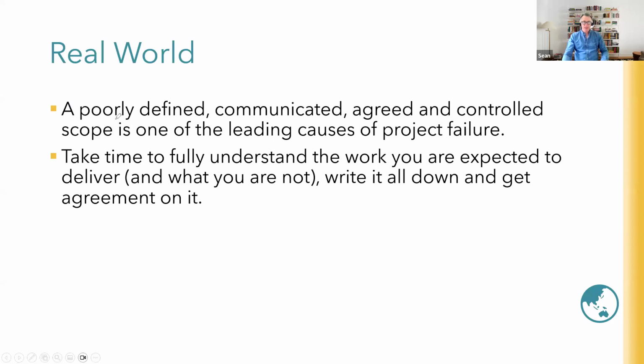Unfortunately, the real world out there is that a poorly defined, communicated, agreed and controlled project scope is in fact one of the leading causes of project failure. You get situations where people make assumptions about what's in and what's out because it's not fully documented and it hasn't been checked with all of the right stakeholders. So my recommendation, with any work on the scope of the project, is to really take time to fully understand what you're expected to do, but also what you're not expected to do, and document that. I will repeat myself a few times in this module about that very important issue, about documenting what you're not supposed to do. Make sure you write it all down and get agreement on it from all of the stakeholders who've got an interest in the project scope.